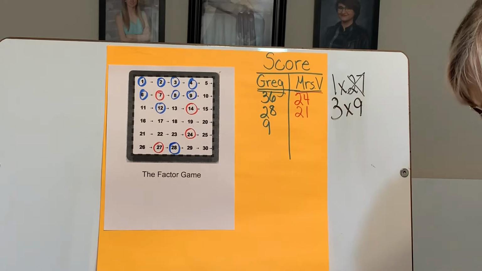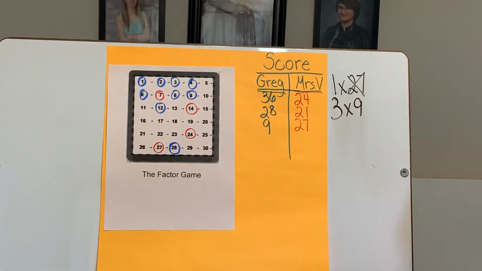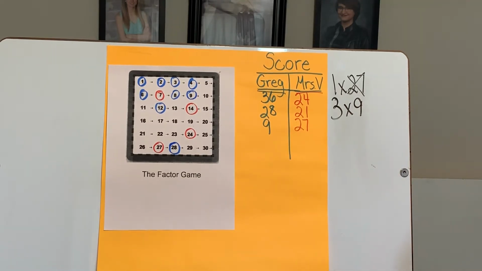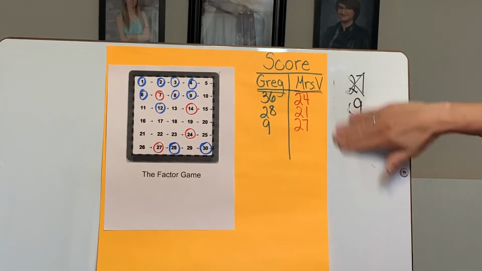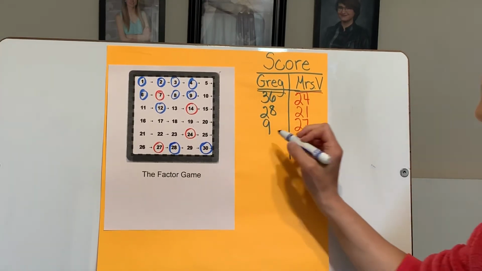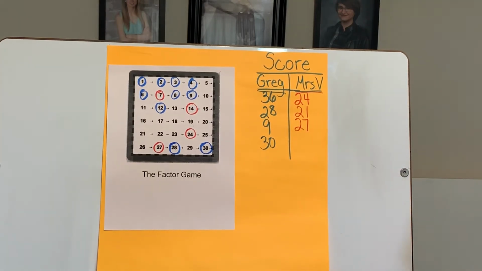I forgot to write my score down. I chose 27, so I did pretty good on that one. All right, so this time it's Greg's turn to circle a number, and he circles 30. So now this time I have to figure out, so Greg circled 30. That's pretty good.